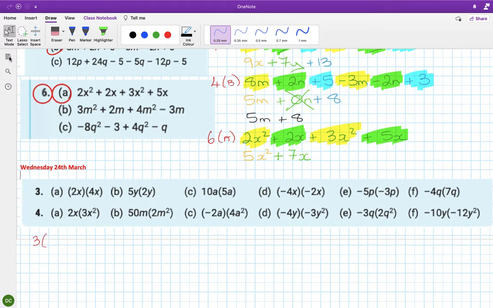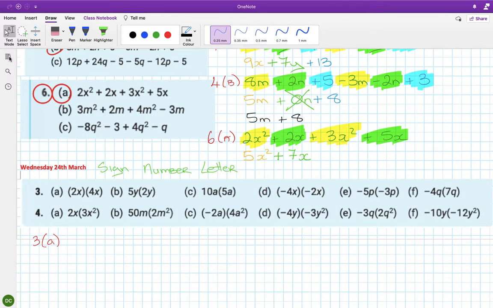Remembering that we do sign, number, letter. Okay, when we're multiplying, sign, number, letter. When we're adding and subtracting, like the question you can see just above, it's about families. It's about finding families and adding and subtracting. When you're multiplying, it's multiply the sign, multiply the number, multiply the letter.